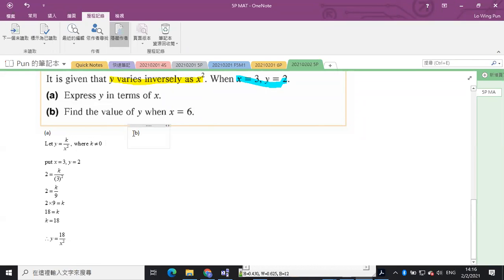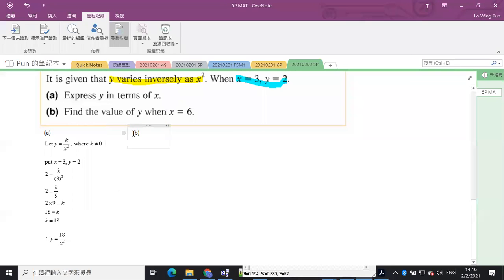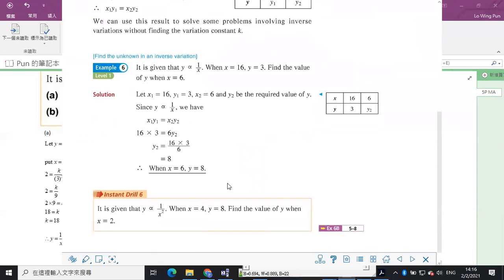For part B, find the value of y when x is equal to 6. Just put x equals 6 into your equation. y is equal to 18 over 6 squared. Do the calculation with the calculator. It should be 1 over 2. That is the answer of part B. Is that okay? So next, example 6.